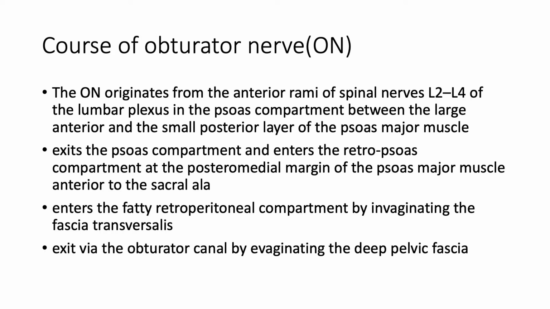A bit on the course of the obturator nerve. The obturator nerve originates from the anterior rami of spinal nerves L2, L3 and L4 of the lumbar plexus from the psoas compartment. Subsequently it exits the psoas compartment and enters the retro-psoas compartment at the posterior medial margin of the psoas major muscle. Then it enters the fatty retroperitoneal compartment by invaginating the fascia transversalis, and exits via the obturator canal by invaginating the deep pelvic fascia.